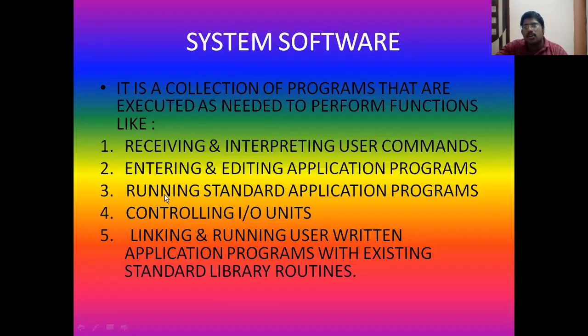And controlling IO units. IO means input output units. For example, if I am moving the mouse like this, it is moving, so it is controlling the input output units. So there will be a control of input output units.